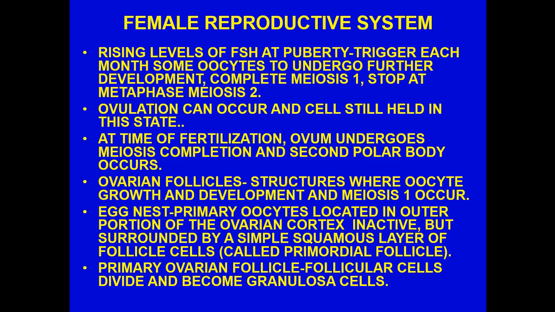Wait a minute. You mean the egg cell leaves and it's still stuck in metaphase of meiosis 2? Right. Because what happens is it finishes up meiosis 2 at the time of fertilization. That's where the ovum completes meiosis and kicks out the second polar body. Goodbye. Meanwhile, the sperm cell is penetrating into it and bringing in its 23 chromosomes with the ovum's 23 chromosomes, and you've got a fertilized egg, a zygote. That's the term for a fertilized egg.